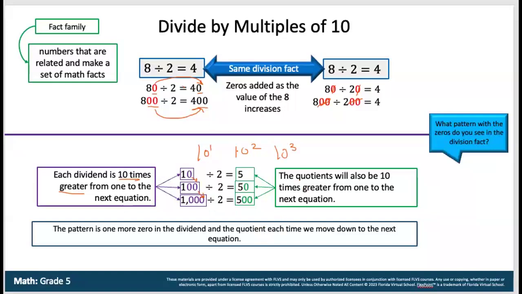We are increasing those place values as our numbers are getting bigger. So 10, 100, and 1,000, 10 to the first, 10 to the second, 10 to the third. So when we're dividing it, the same thing is true about our quotients, that our quotient is also going to be 10 times greater when we're following that pattern from one equation to the next. So notice 10 divided by 2 is 5, 100 divided by 2 is 50, 1,000 divided by 2 is 500. So our pattern continues on down the line.